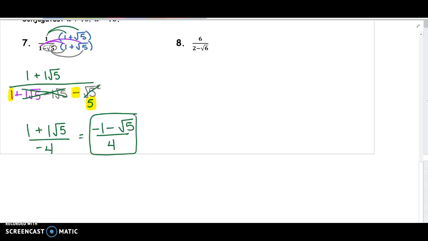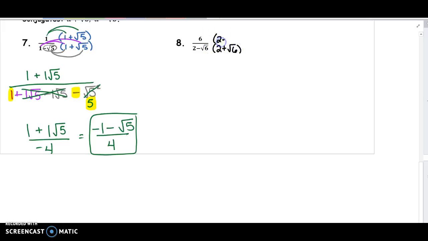I would like you to try to start number 8 on your own. Now, to get you started, our denominator says 2 minus the square root of 6. What is the conjugate of 2 minus the square root of 6? 2 plus the square root of 6. If it had been 2 plus the square root of 6, then you would multiply by 2 minus the square root of 6. So we are going to multiply by the conjugate 2 plus the square root of 6.